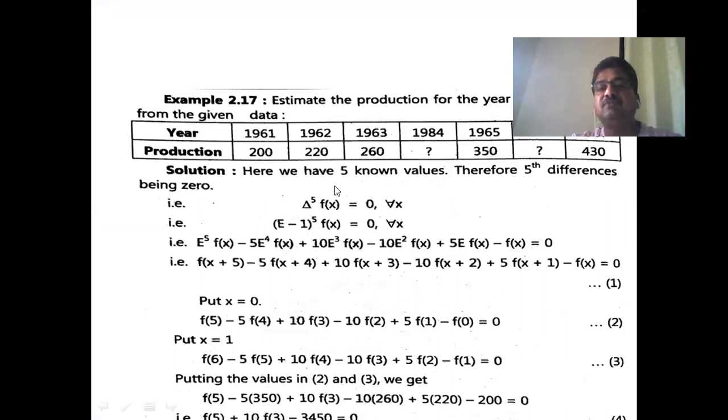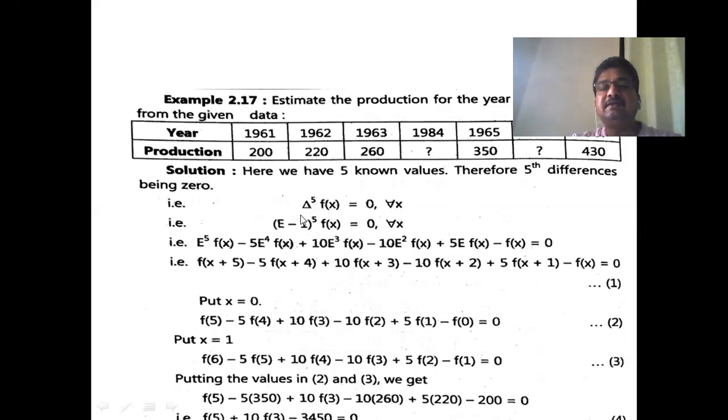So what is the first statement? 5 values are given, and therefore delta raised to 5 f(x) is equal to 0. The first sentence is important: 5 values are given, 1, 2, 3, 4, and 5, and two values are missing. So 5 values are given, and therefore delta raised to 5 f(x) is equal to 0.